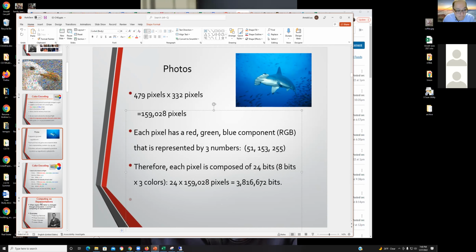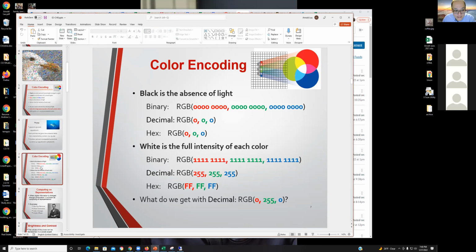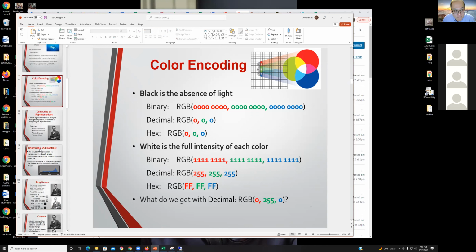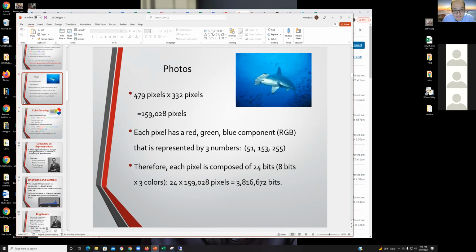Okay. Professor, I have a question. Yes. So I missed this, but the 479 pixels by 332, that was the length and width, right? Is it literally 479 by 332? I doubt it, it's just arbitrary. Just think of it in terms of length and width, really. Got it. Okay, thank you.